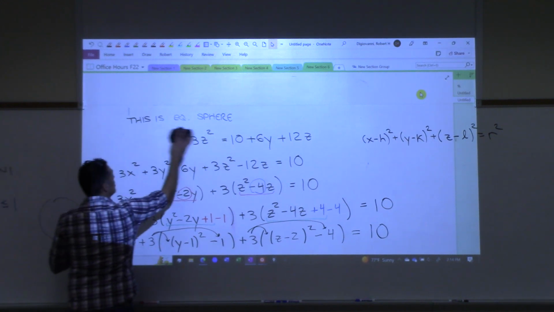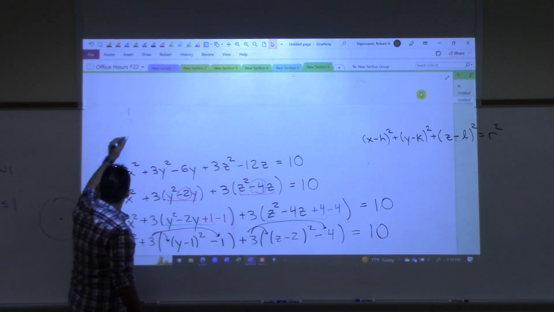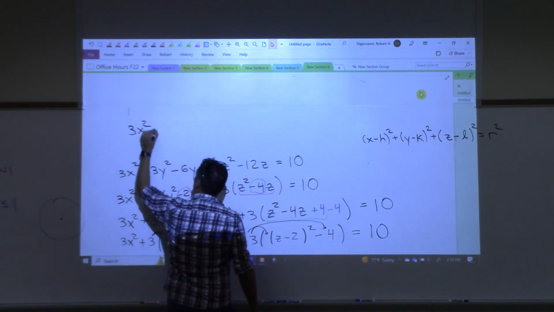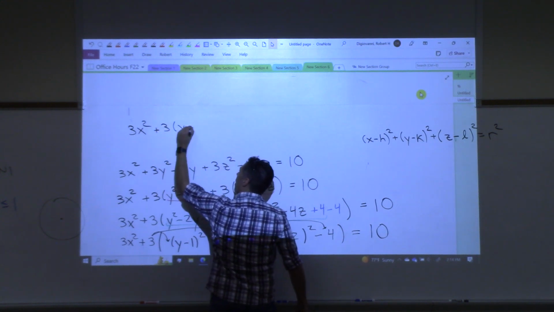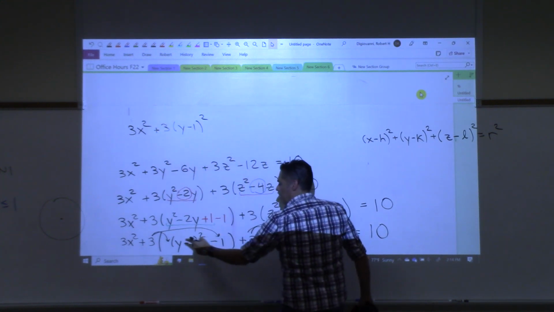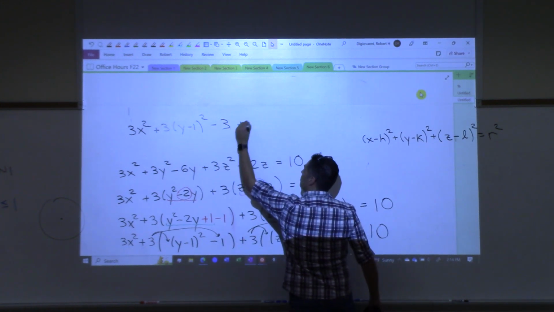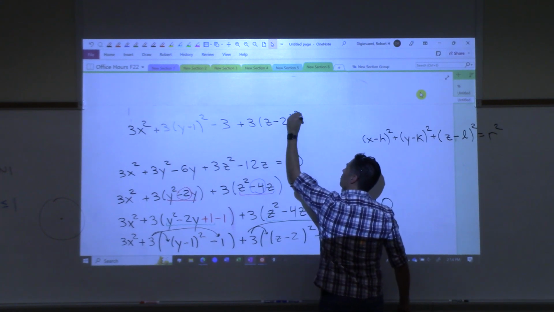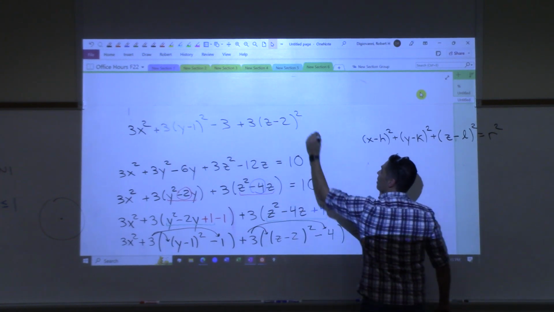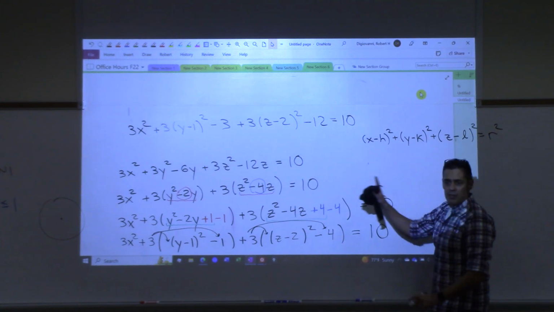And I'll be closer to a result. So I'll have 3x squared. I'll have plus 3 and then y minus 1 squared. I'll have minus 3. I'll have plus 3z minus 2 squared. And then finally minus 12 equals 0. Everyone follow that distribution through there?